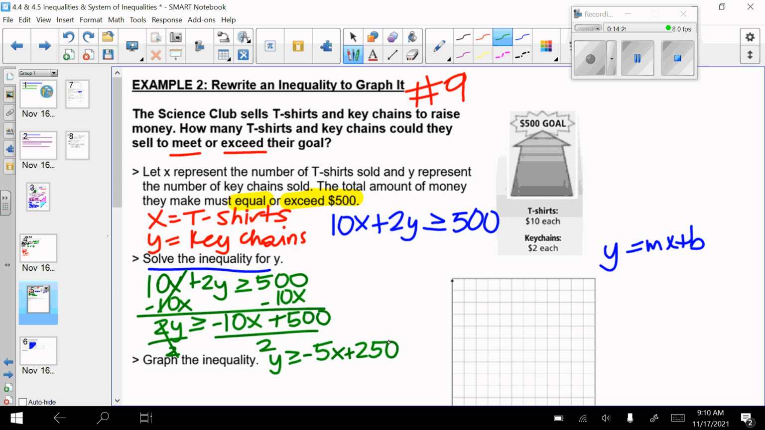Okay? Like I said, I don't think there's one like that in Math Excel, but just in case you see that, when I worked all this, I noticed they didn't do that. So if you divide or multiply by a negative, when you're getting it in y equals mx plus b, then you're going to flip the sign. So that would change the shading of your graph, okay?